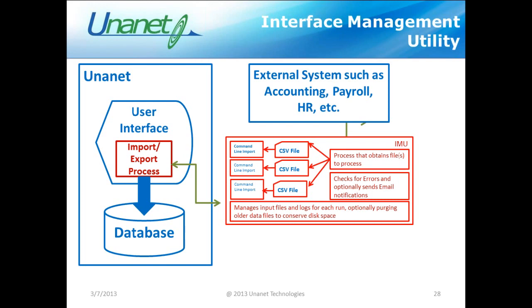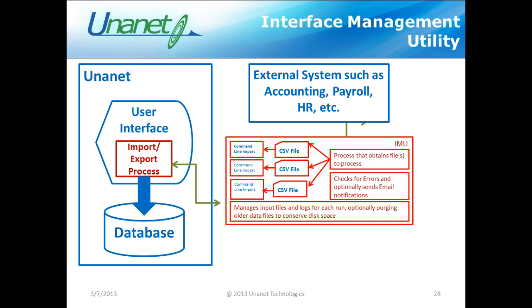What this utility does essentially is a middleware between your external system and Unanet, which allows you to essentially take any CSV files that are in our format and then through an automated command line import using Windows Scheduler gives you the ability to import that data into Unanet and bypass that user interface. So the process works the same, but it's taking place behind the scenes and there's no manual intervention that's necessary.